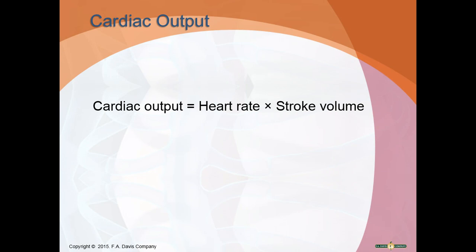Cardiac output is the heart rate times the stroke volume, and it refers to the amount of blood the heart pumps in 1 minute. There's a calculation to determine the amount of blood the heart pumps in 1 minute, which is heart rate times stroke volume. The average resting cardiac output is between 5 and 6 liters per minute. Cardiac output increases with activity. The only ways to affect cardiac output are to change the heart rate or change the stroke volume.